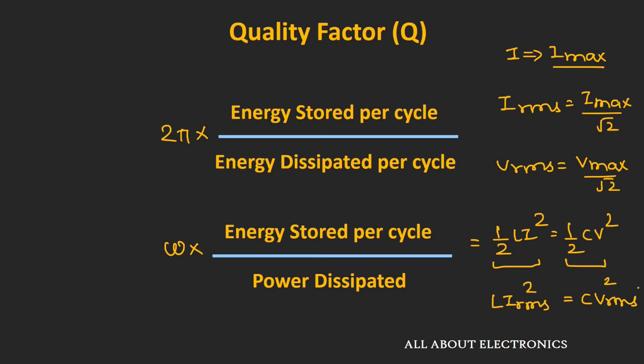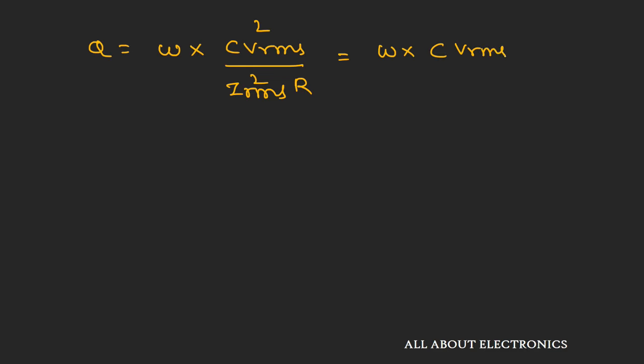So now this quality factor Q we can write as ω C Vrms², that is the energy stored across the capacitor, divided by the power dissipated across the resistor, which can be given as Irms² R. Or we can write it as ω C Vrms² divided by Vrms² over R. So we will get Q = ω C R.